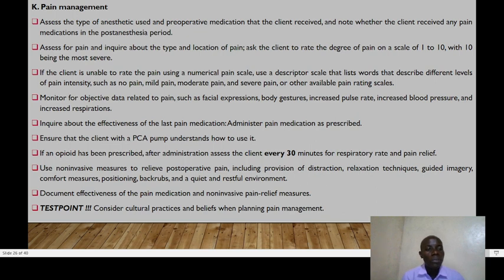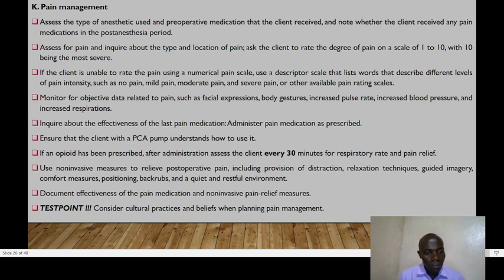You need to monitor for objective data related to pain, such as facial expressions, body gestures, increased pulse rate, increased blood pressure, and increased respiration. We inquire about the effectiveness of the last pain medication and then administer pain medication as prescribed by the physician. Ensure that the patient with a patient-controlled analgesia pump understands how to use it. If the patient has been given an opioid, you administer it and assess the patient after every 30 minutes for the respiratory rate and the pain relief.